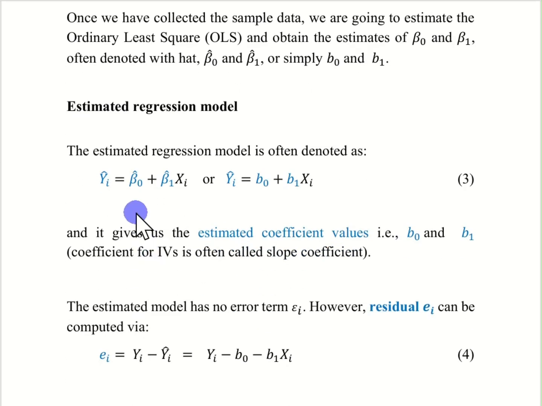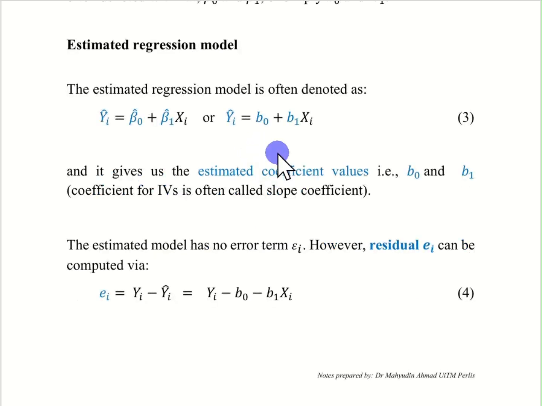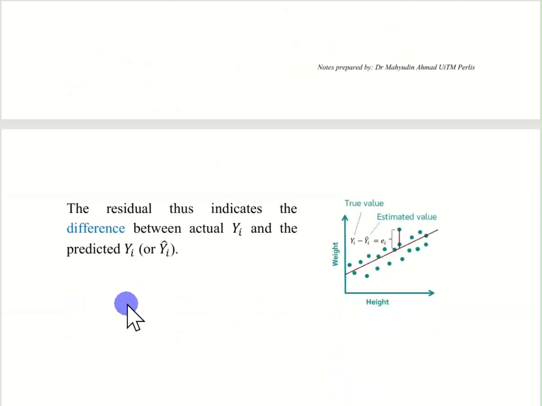The estimated regression model will give us y hat, or the predicted y, equal to beta 0 hat plus beta 1 hat x. Or simply we write b0 plus b1 x. Here b0 and b1 are estimates of the true beta parameters. The difference between the actual y and the predicted y, or y hat, is called the residual. Residuals show us how well our model predicts the data.